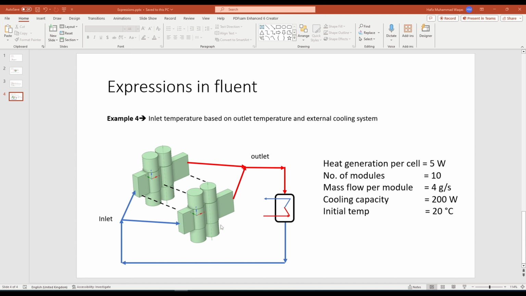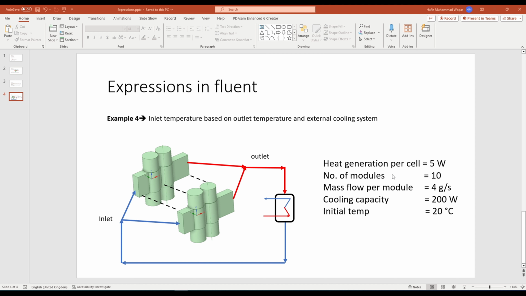In this example, there are 10 modules in parallel. I have shown only 2 modules. We will simulate only one module because all these are in parallel, so we are assuming that each module is getting the same flow rate and the condition of the temperature in each module will be similar. And everything we mentioned, we will achieve through expressions.